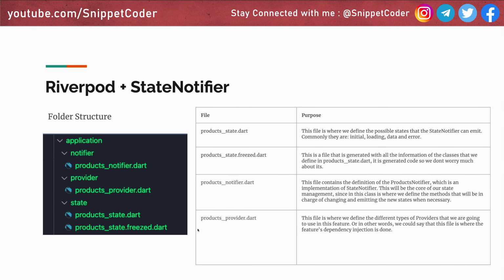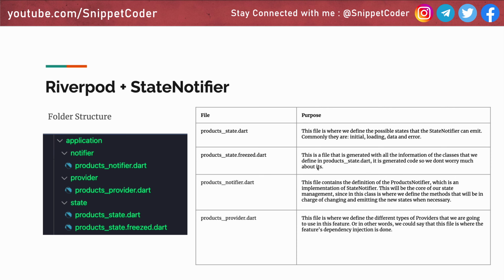So now we have to understand what these files are. Basically the product_state.dart file is the file where we have to define the possible states that the StateNotifier can emit, commonly initial, loading, data, and error. Then we have the product_state.freezed.dart, which is the file generated with the information of the class that we defined in our product_state.dart file, and it is generated code, so we don't need to worry much about this file.